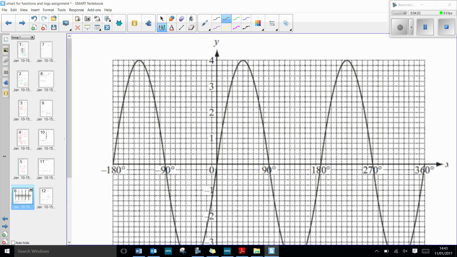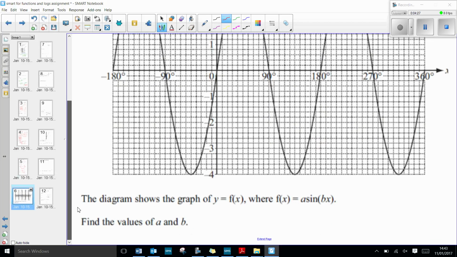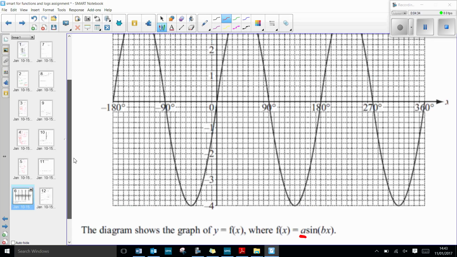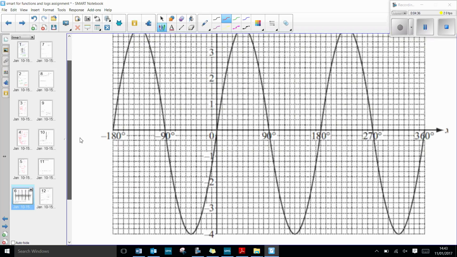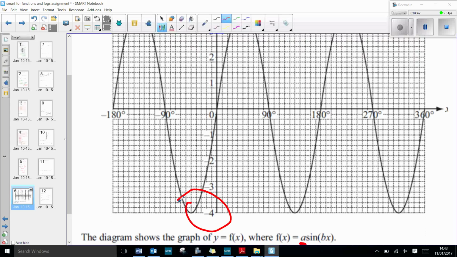Next one, we have a trig graph. We're trying to find the values of a and b. We know that this number here is determined by the amplitude. The amplitude of this graph is half the total distance from top to bottom. So we can see this starts off at 4, ends at negative 4, so it gives you a total of 8. And half that distance would be 4.